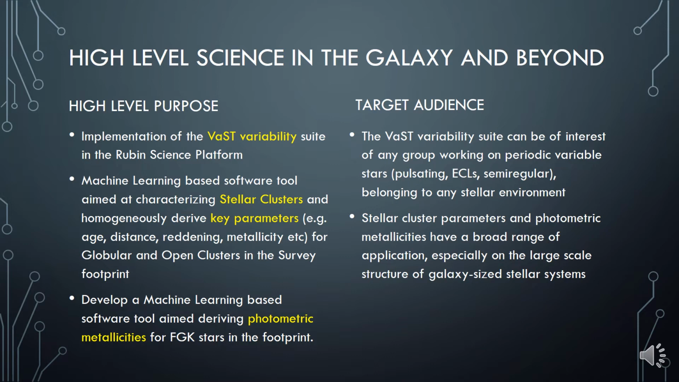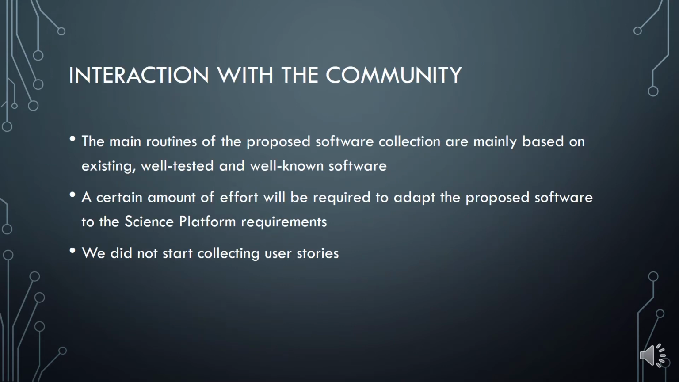On the scientific side, we plan to implement the VAST variability suite, which is devoted to searching for variable stars in the Rubin Science Platform. We plan to provide a machine learning based software tool to characterize stellar clusters and homogeneously derive their key parameters. And also we plan to develop a machine learning based software tool to derive photometric metallicity for FGK stars in the footprint. Again, the target audience in both cases is any group working on these topics.